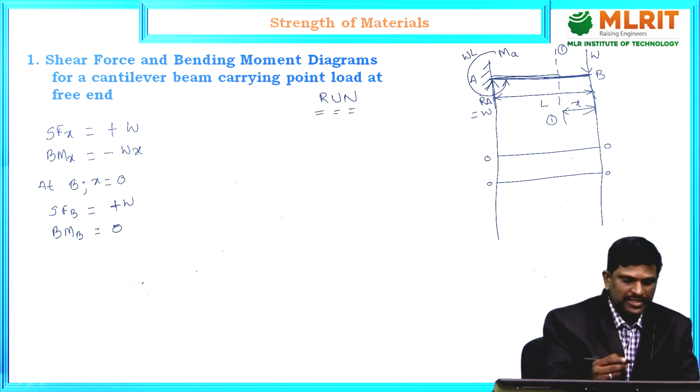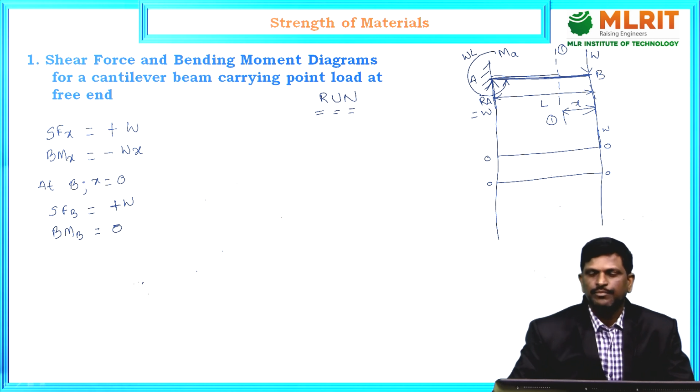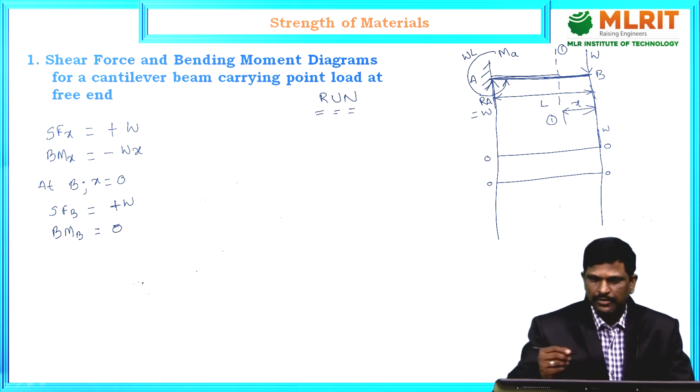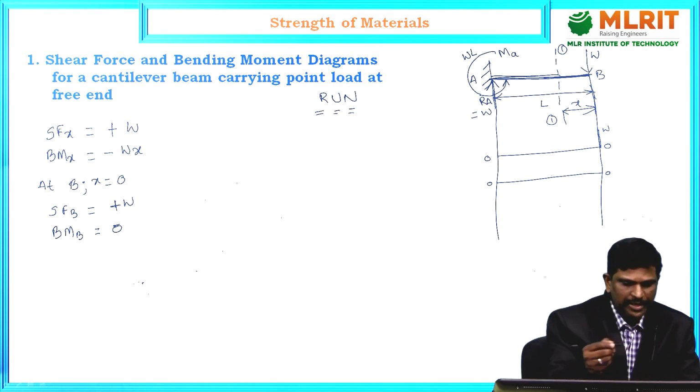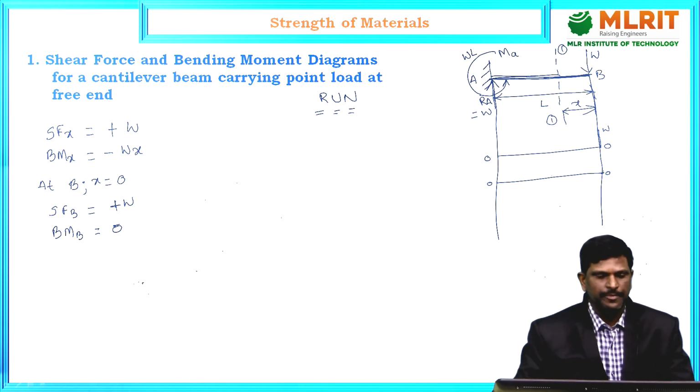Now, shear force at B is positive W. So, draw a line vertically below B, and then bending moment at B is equal to 0. Put a point on the reference line below B.